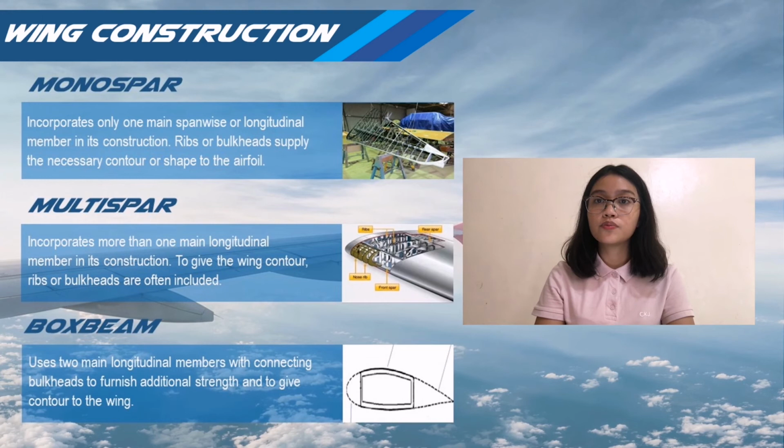The ribs give the wing its cambered shape and transport the loads or stresses to the skin and stringers and to the spars. Ribs are also used in ailerons, rudders, and stabilizers. Aside from the different designs, we also have to consider the primary structures of the wings, which are wing spars, wing ribs, and wing skin.